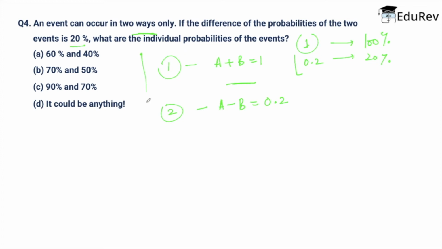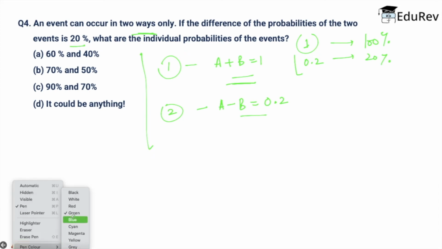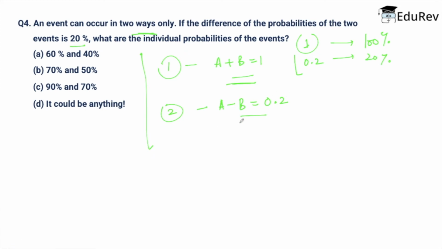Now, we basically have 2 equations, that is A plus B equals 1, and A minus B equals 0.2. We need to solve these 2 equations in order to calculate the respective answer that we want. Now if I add both of them, what is going to happen? I'll get 2A is nothing but 1.2. So A is going to be what? A is nothing but 0.6.